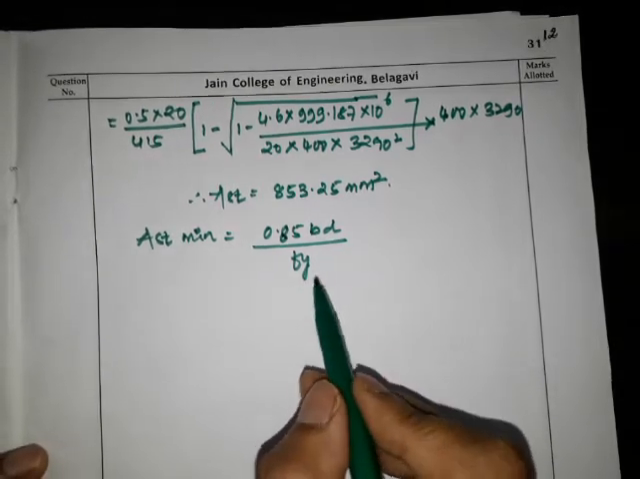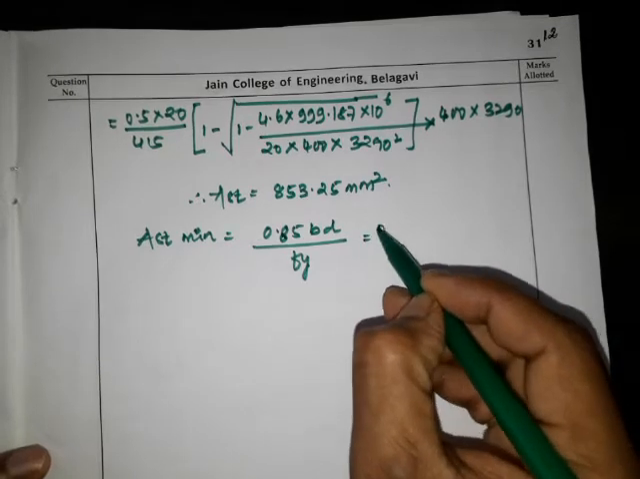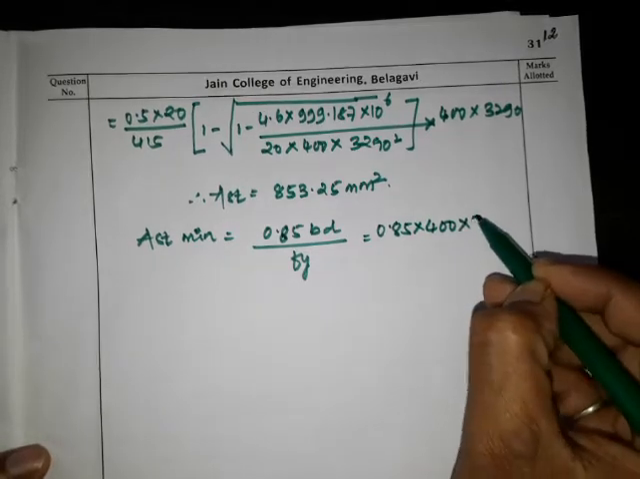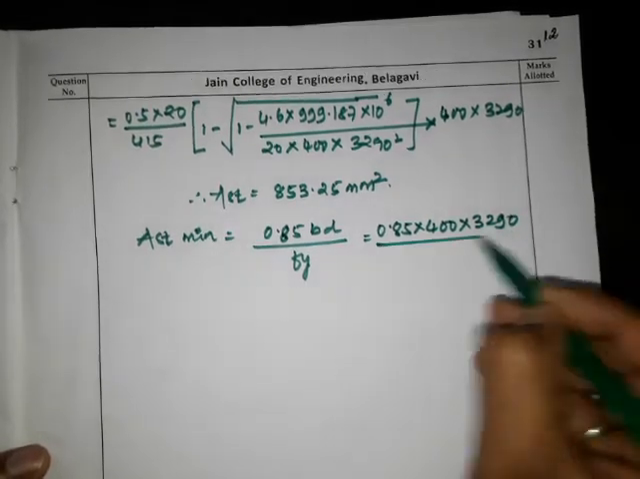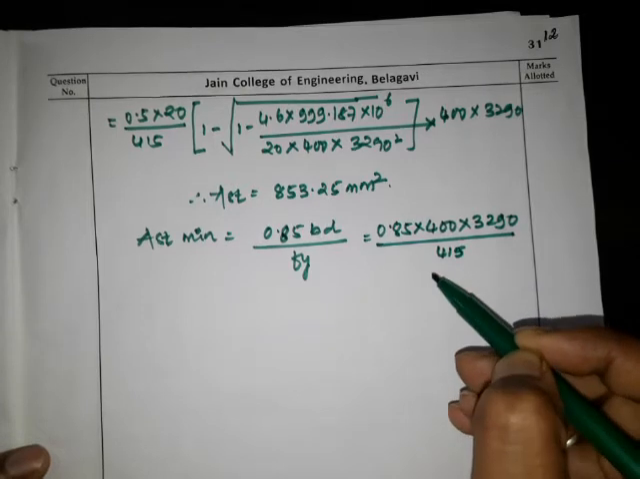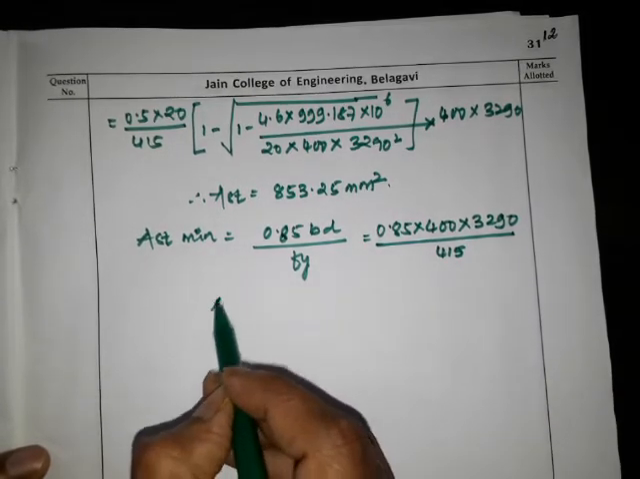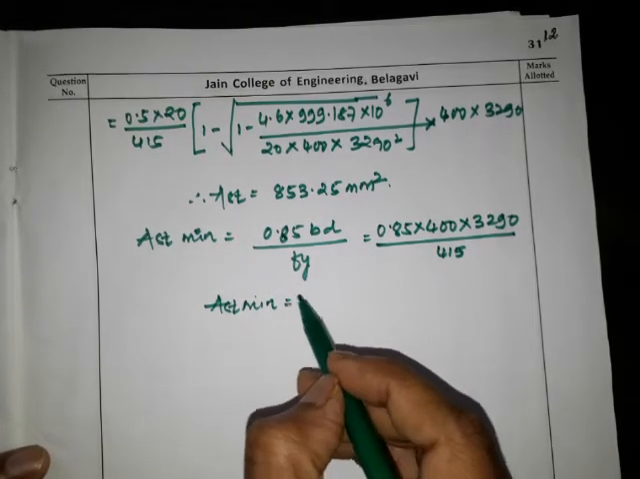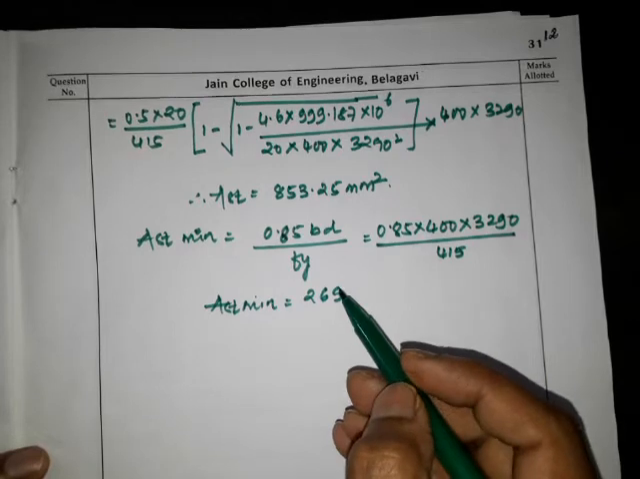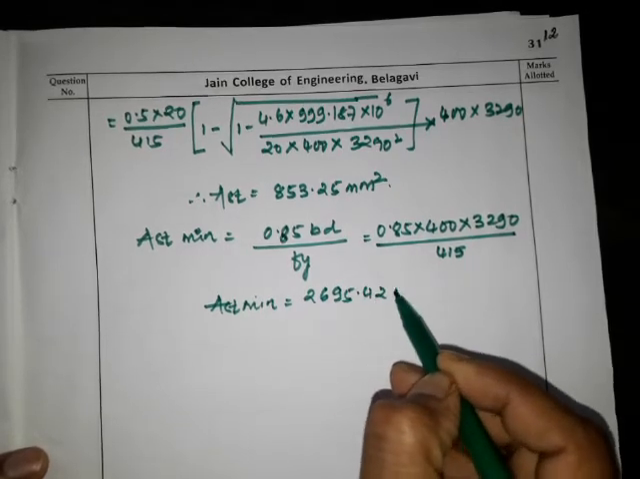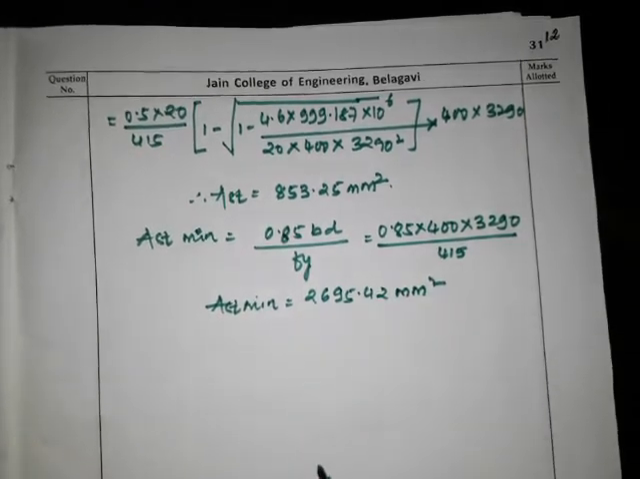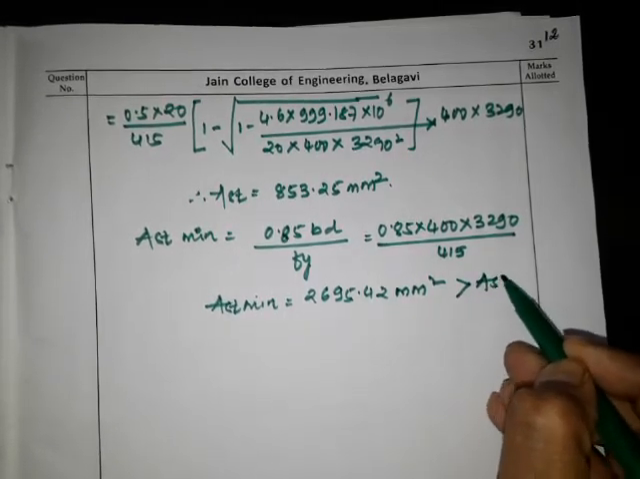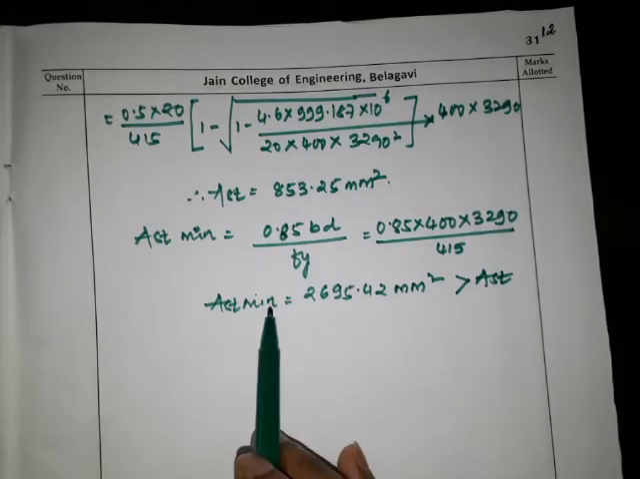Understood? So it is 0.85, b is 400, d is 3290, upon fy is 415. So we get the Ast minimum as 2695.42 mm square. So this much steel you have to provide, which is more than Ast required, so we have to provide Ast minimum only.